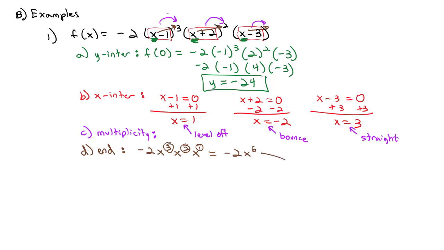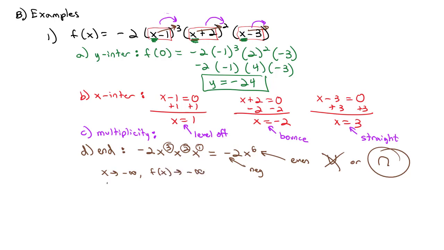And now I can see, because I've got an even exponent, it's either going to be a u or an upside down u. Because it's negative, I know it's not the upside up u, it's going to be the upside down u. So that means as x goes to -infinity, on the left side, I know the function's also going to -infinity. And as x goes to +infinity, on the right side, I know the whole thing goes to -infinity.